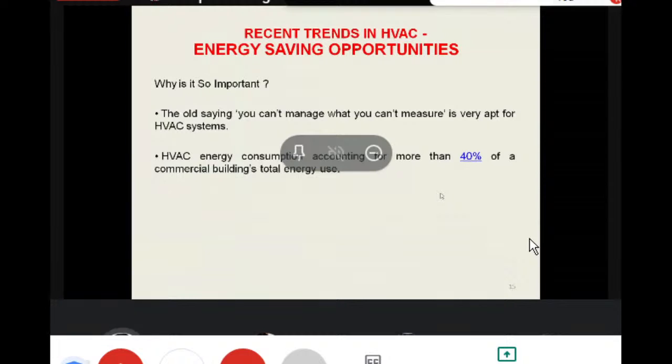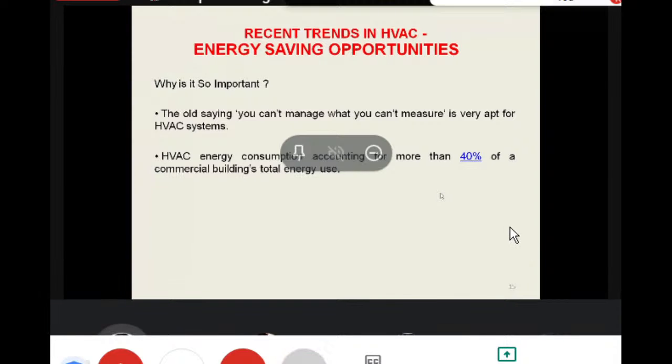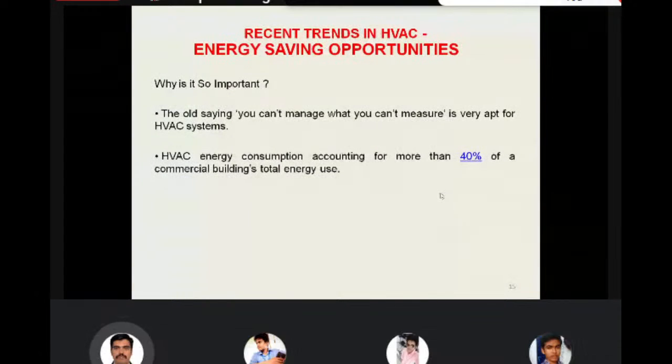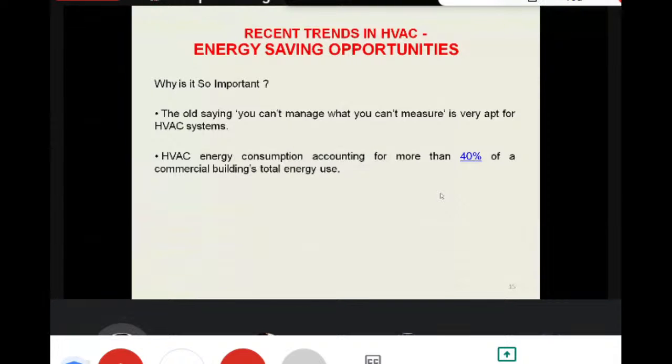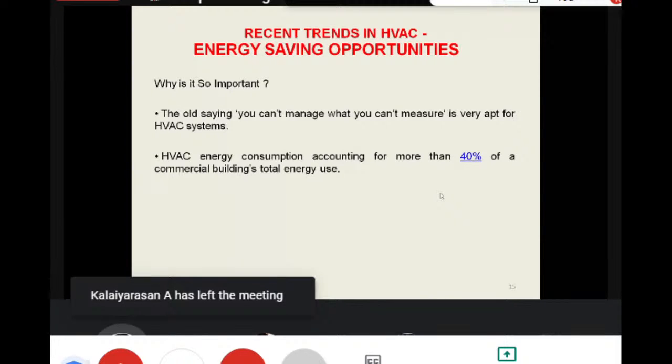I am taking the first point, energy saving opportunities. Why is it so important? Even though we have summarized many points, this point alone I am going to take. In this presentation, I am going to cover 12 important topics on energy saving opportunities at a macro level, so that you will have an overall idea of what the HVAC industry currently follows.